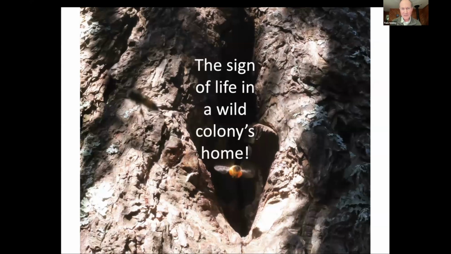And I'll just end with this. Always, I think, lovely sign of life in a wild colony's home, a bee zooming in with loads of pollen. That much.